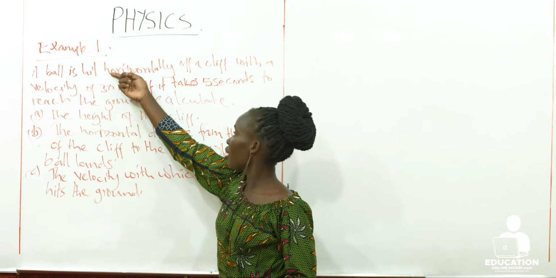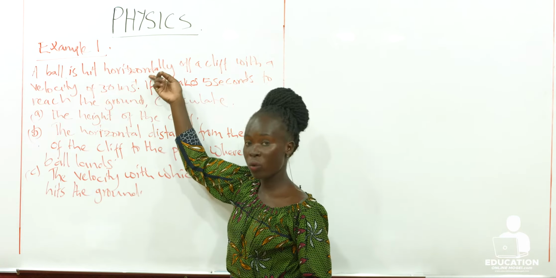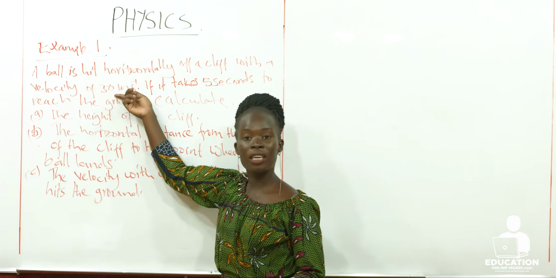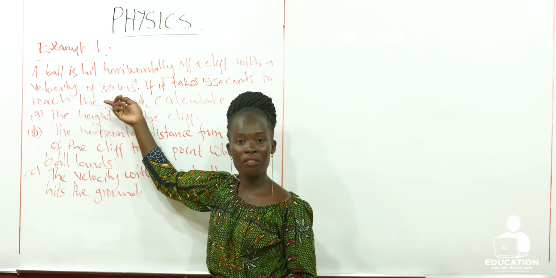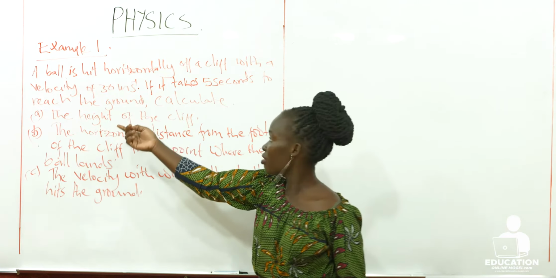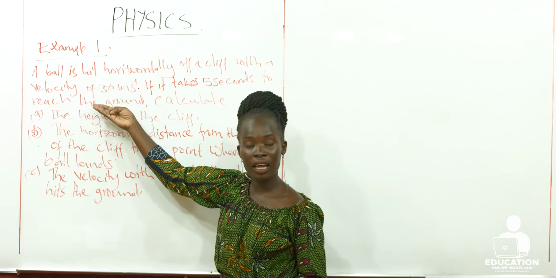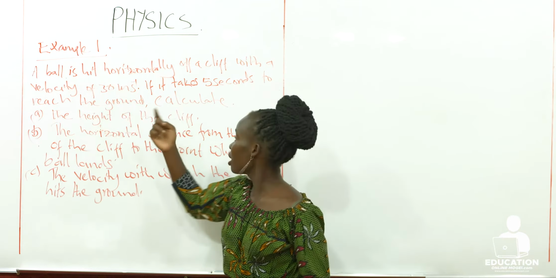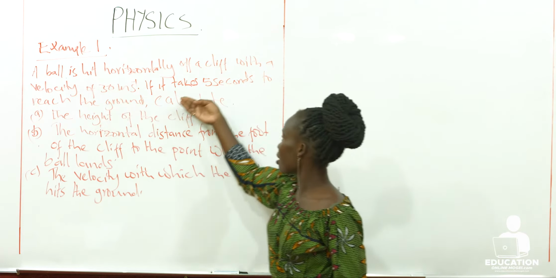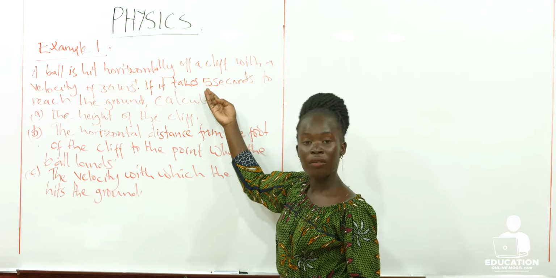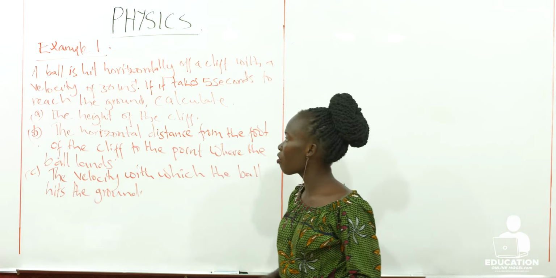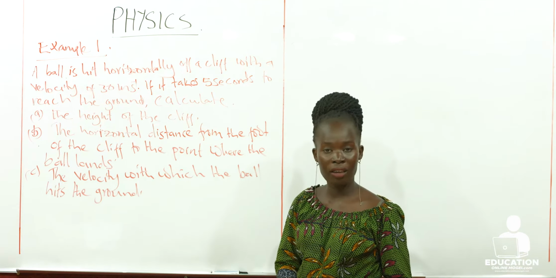Let's take a note of this. Horizontally off a cliff with a velocity of, which velocity have they given us? Is it the initial velocity? Is it the velocity when the body is moving horizontally, or is it the velocity for the body when it is moving in the vertical direction? You take note of that. If it takes 5 seconds to reach the ground, this is the timing. What timing for the ball to reach the ground? Then here they were telling us to calculate the height of the cliff. How shall we calculate the height of the cliff?